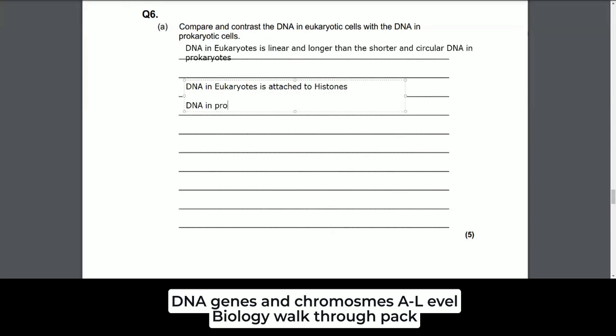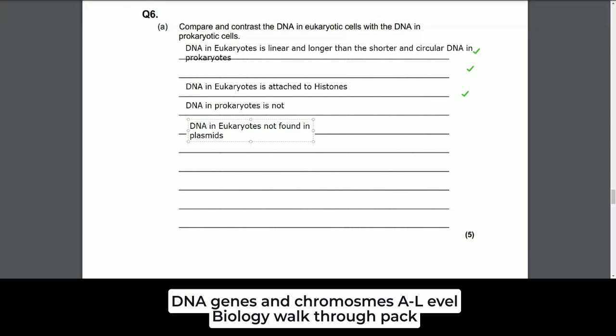DNA in prokaryotes is not. So I think I've done enough differences there. You're going to need like 3 differences and 2 similarities here, because it's basically saying what's the same, what's different. That's enough differences. Let's do the rest of them. DNA in eukaryotes found in plasmids. Sorry, not found in plasmids. Anyway, I'm not sure this one's a very good point, but there we go.